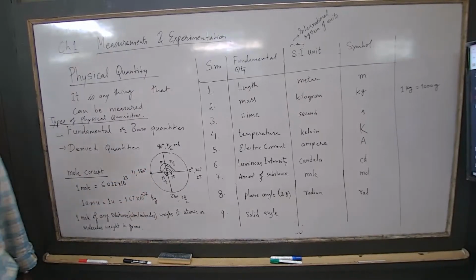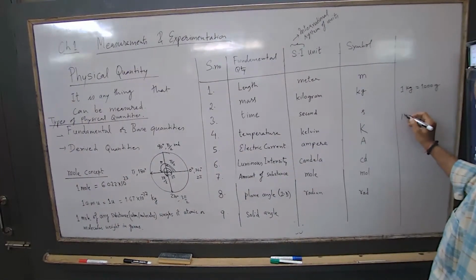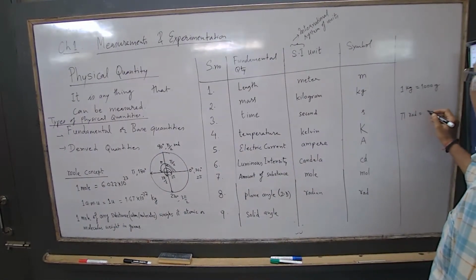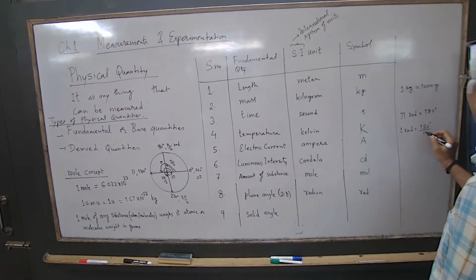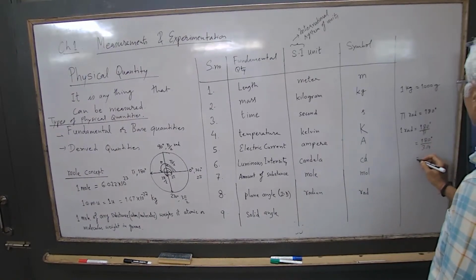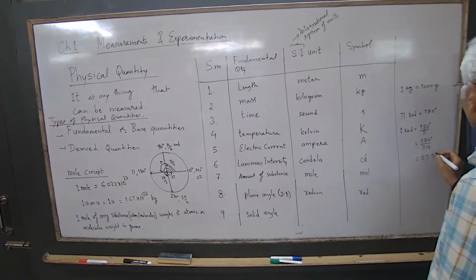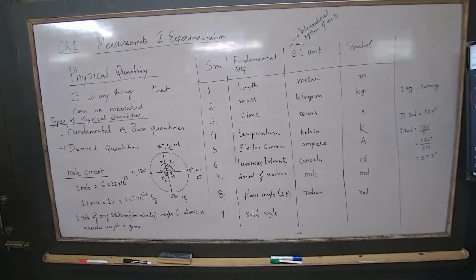So is the relation understood? Yes, sir. So how much is pi? 22/7. So pi radian is equal to 180 degree. We just saw that. So what is 1 radian? 180 degree divided by pi. And pi is 22 by 7, which is roughly 3.14. So this will give you roughly 57.3 degrees. So 1 radian is equal to 57.3 degrees. Okay, this is the relation.